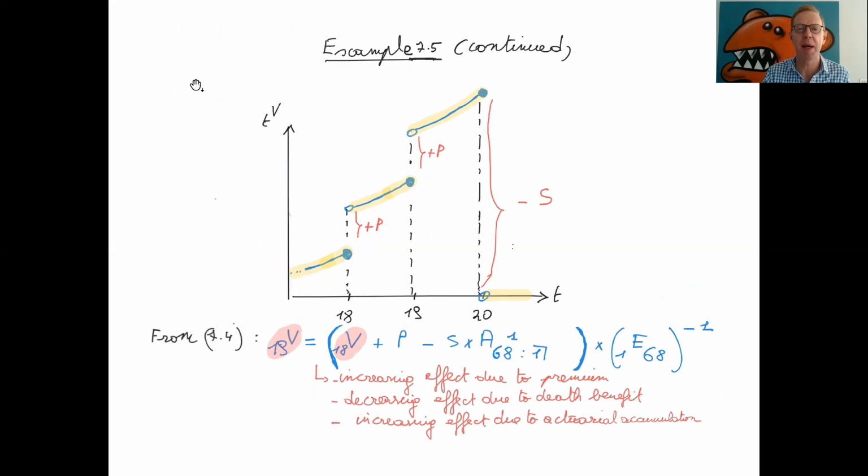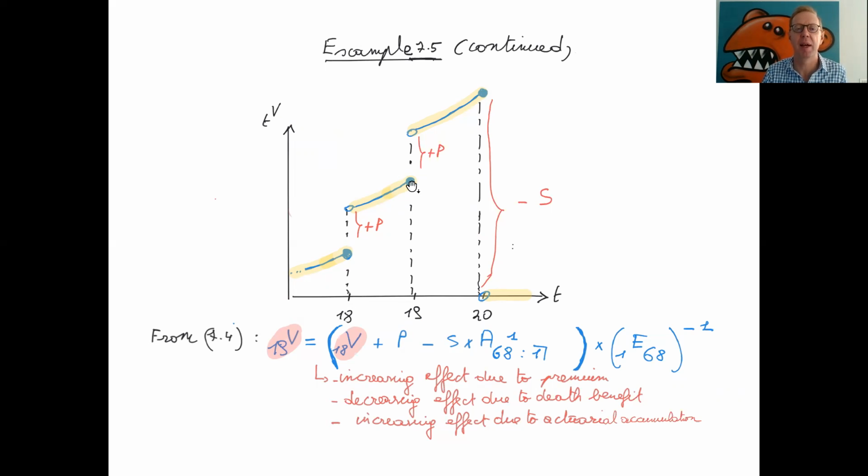So for the same example 7.5, let us have a look at what happens in the last years, the policy values at time 18, 19 and 20. 20 is the time that the policy expires. Let us for instance have a look at V18, here is this value, and that's the policy value V18 before premium payment. Then just after time 18, there is a jump upwards of this policy value because there is a premium P, and again during the year the policy value increases.